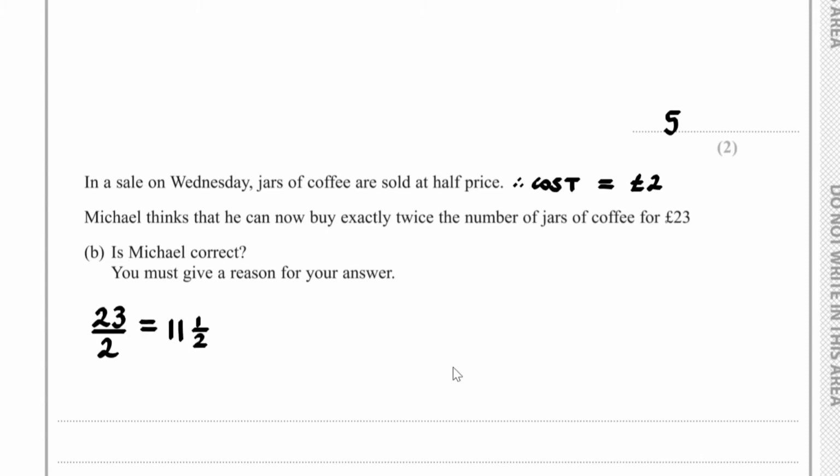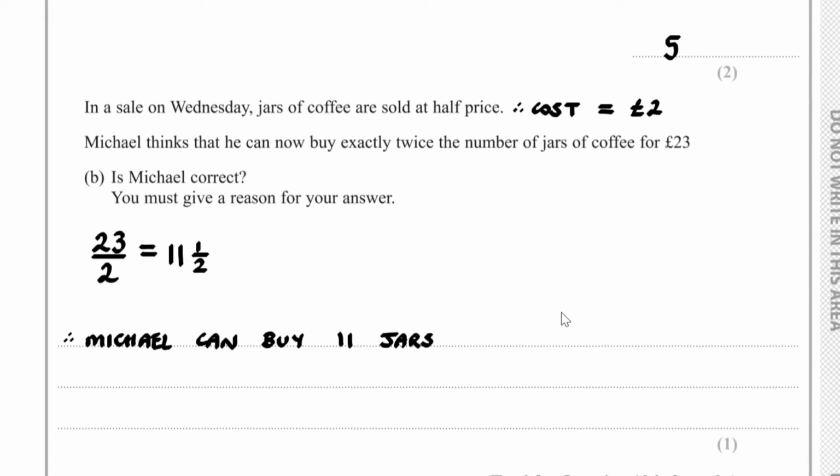Well, if we do 23 divided by 2, which is 11.5, what you can see from here then is Michael can buy 11 jars. And as 5 times by 2 is equal to 10, not this 11, we can therefore conclude Michael is incorrect.